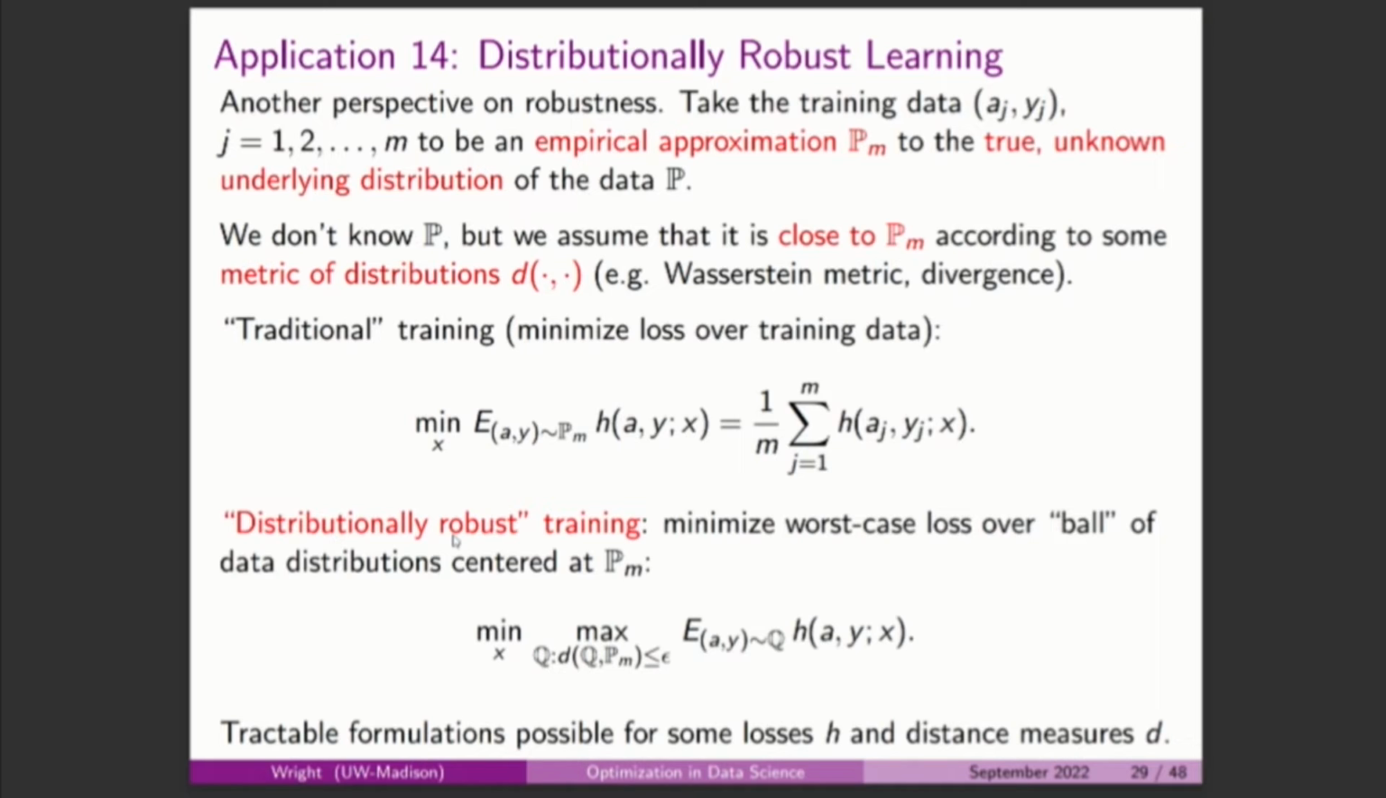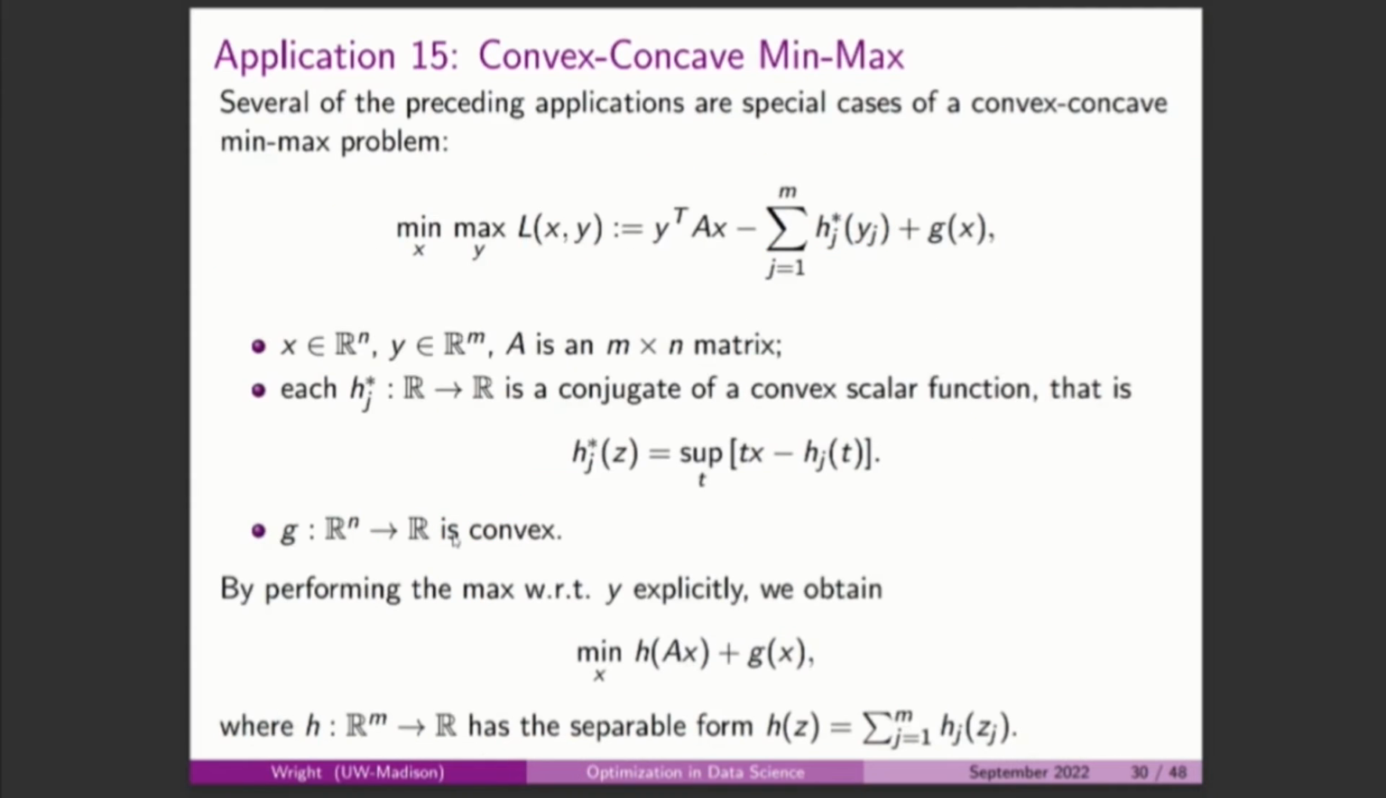So distributionally robust training says, well, okay, I'm going to do the next best thing. I'm going to take a ball of radius epsilon around PM, the empirically observed distribution, and I'm going to solve a min-max problem over that ball of distributions. So you have to decide, how am I going to measure distance between distributions? And for that you use, for example, Wasserstein measures are very popular. Also divergence measures have been proposed as well. So this gives you a min-max optimization problem. For some losses h and for some distance measures, you can write these down as tractable optimization problems. And there's quite a bit of recent work on that.